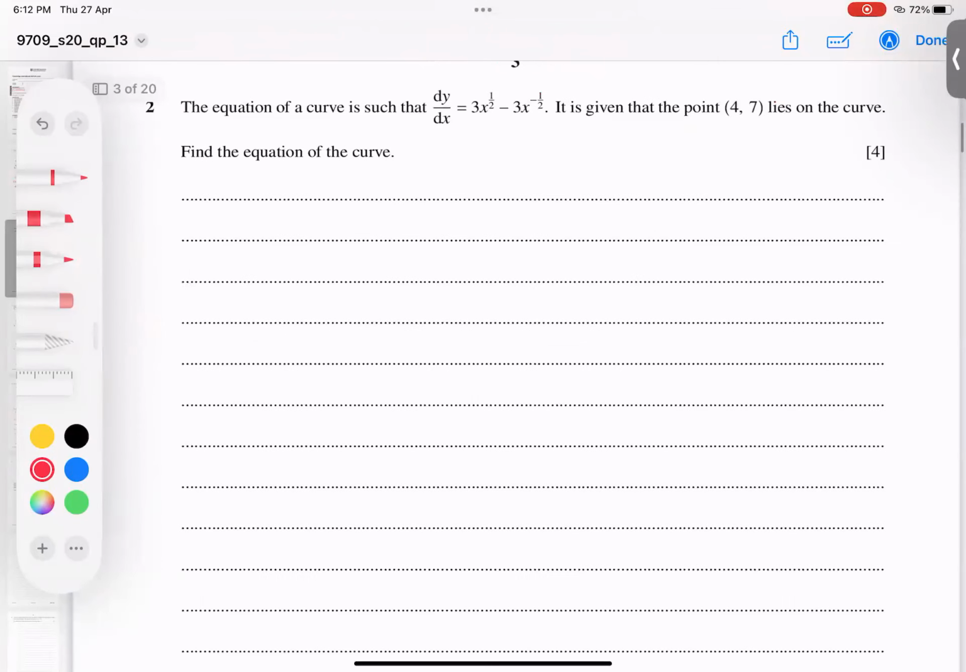Question number 2: we are given a curve with its derivative given. And before I start, whenever we have y given and we differentiate, we get dy over dx.